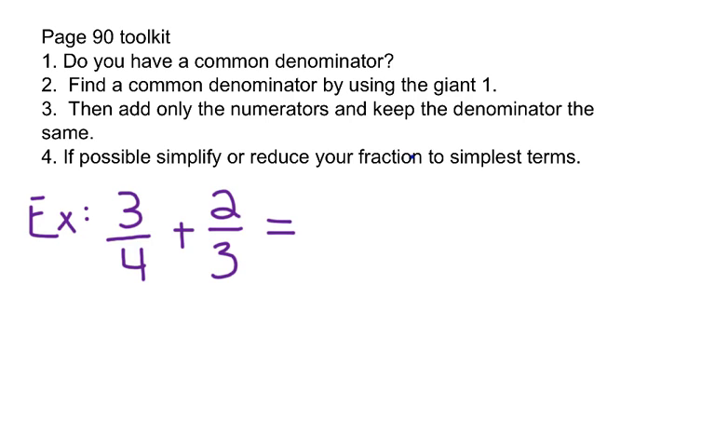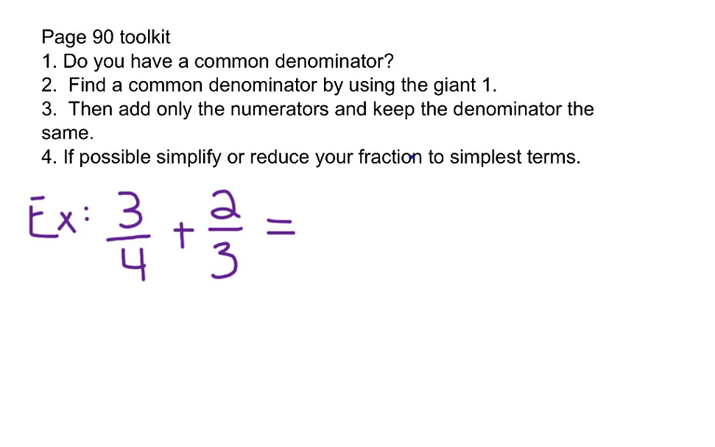So, step 1, do you have a common denominator? Step 2, find a common denominator by using the giant 1. Step 3, then add only the numerators and keep the denominator the same. Step 4, if possible, simplify or reduce your fraction to simplest terms.